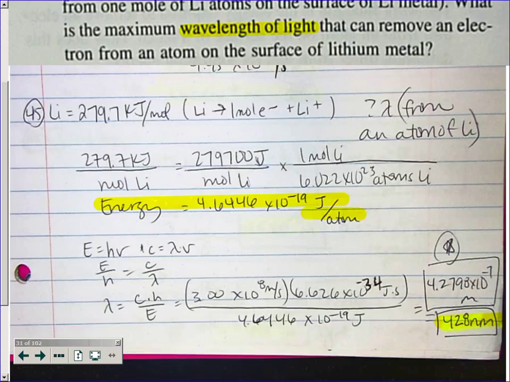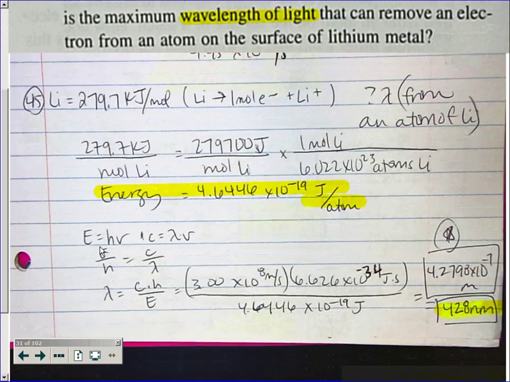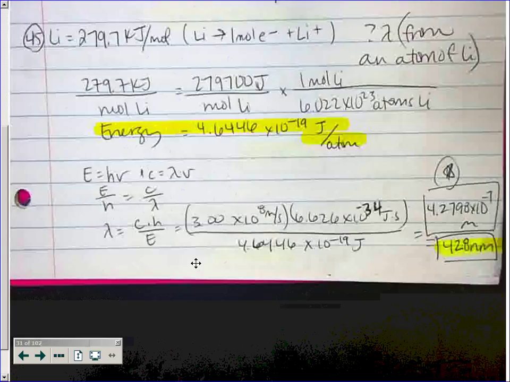So joules per mole times moles per atom is going to cancel out moles to give you 4.6 times 10 to the negative 19th joules per atom. And that is literally energy.